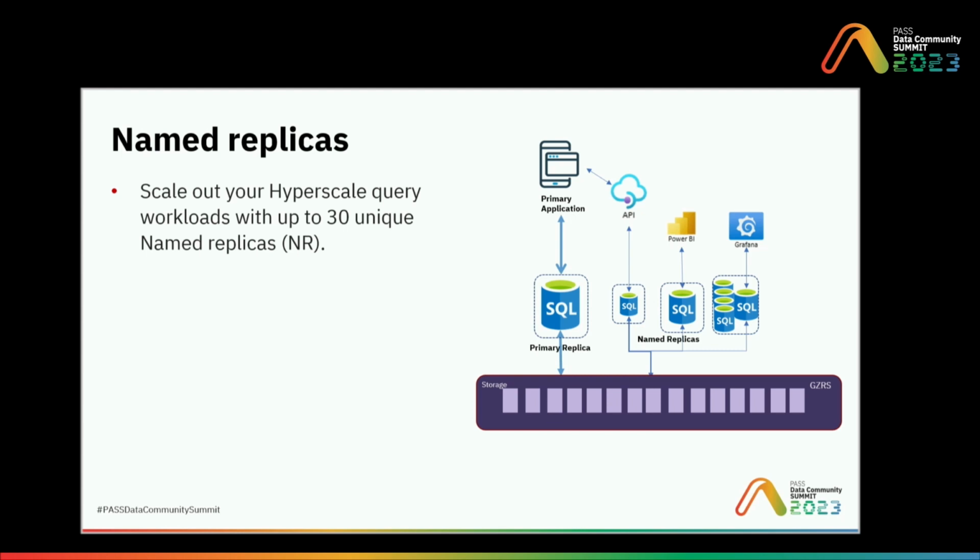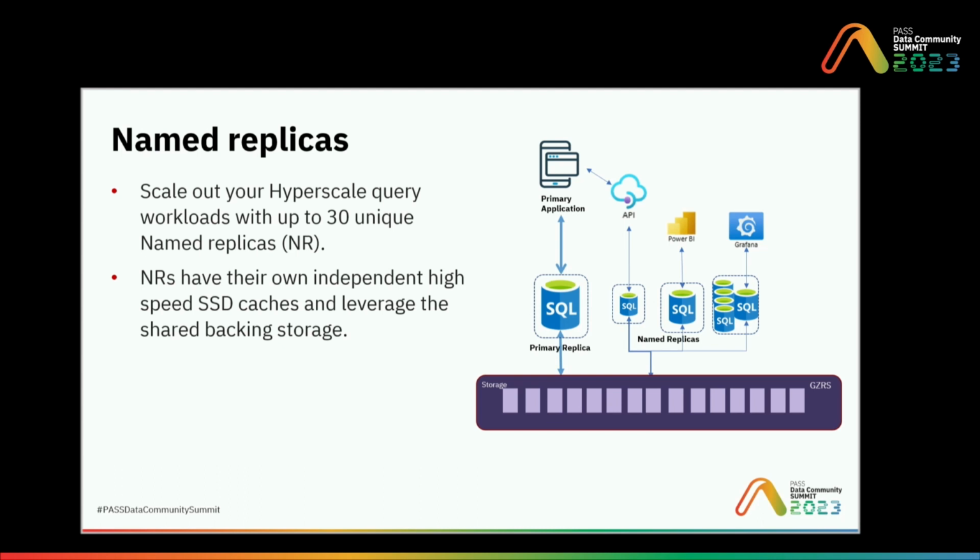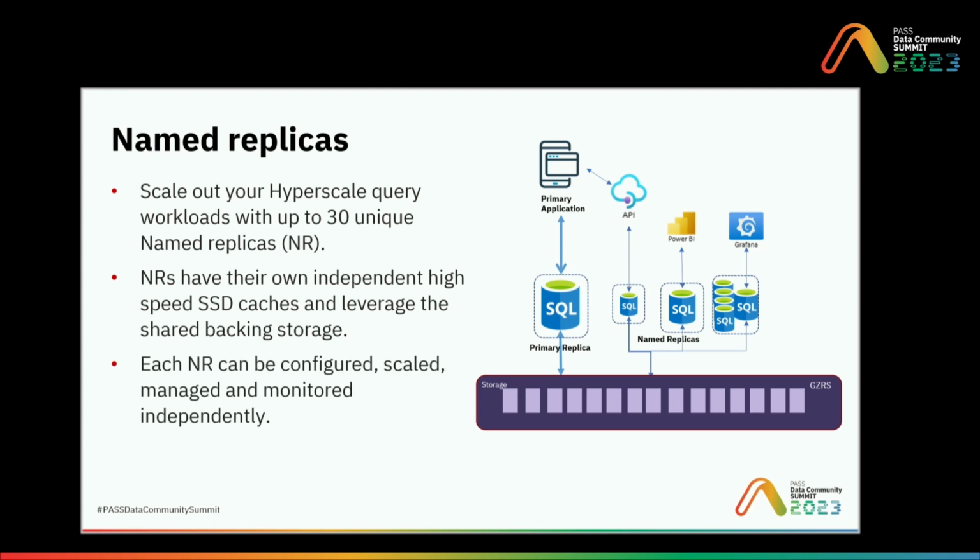And you also have AI, where you want to get all your AI data written and read from somewhere. So it is really good practice to offload that to a separate named replica. You write your application data into your primary database, and you offload all your read workloads into a named replica, because it shares the same storage and also uses the same SSD caches. You can also monitor and independently scale these named replicas.